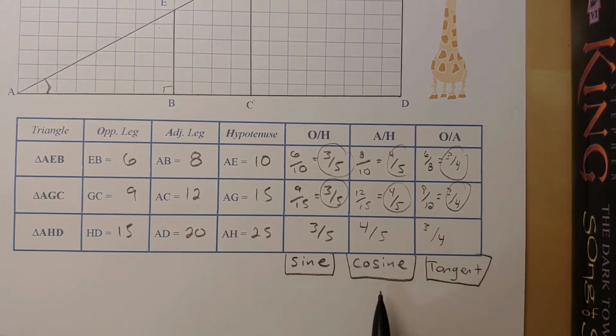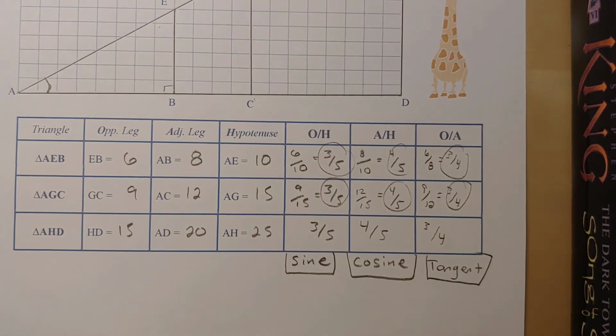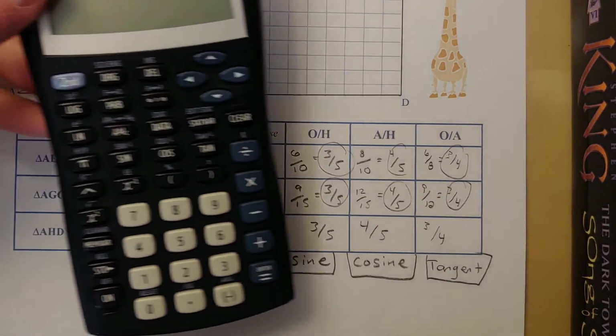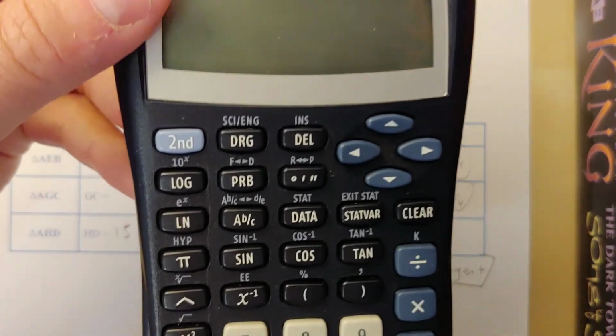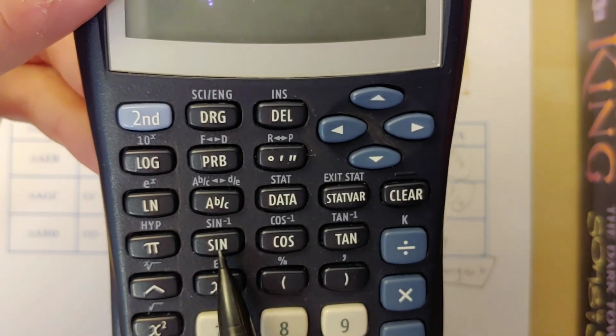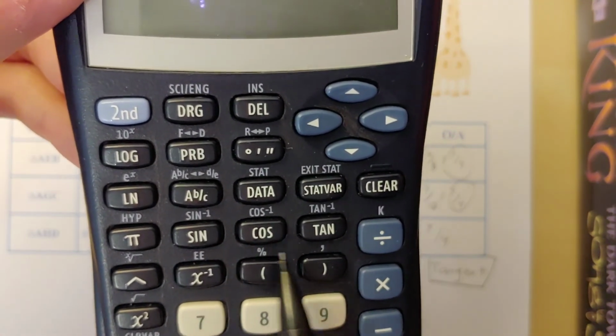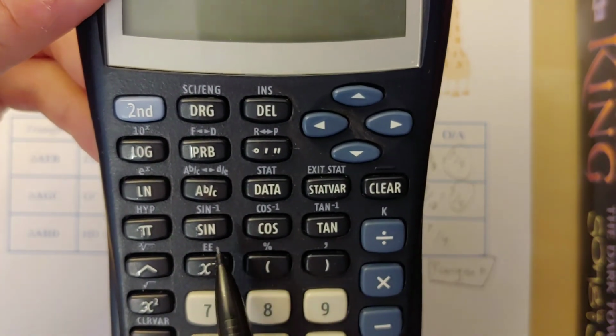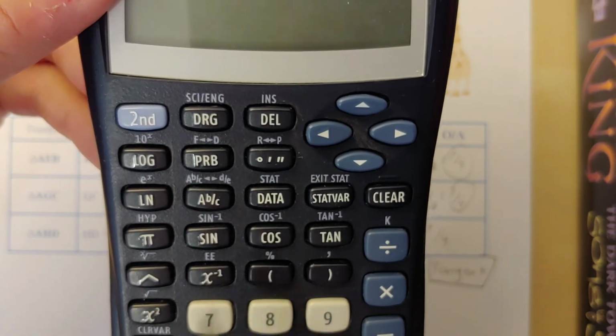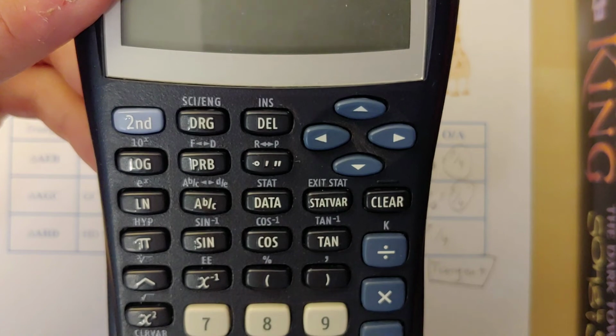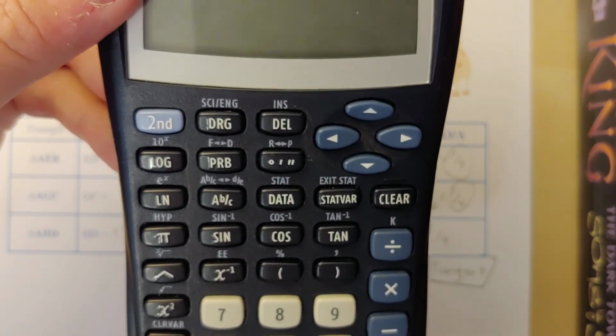Now, you may have seen these words before. In particular, if you have a scientific calculator like mine here, you probably at some point noticed these buttons, sin, cos, and tan. That is an abbreviation for sine, cosine, and tangent. And we're going to learn how to use these buttons in just a moment.